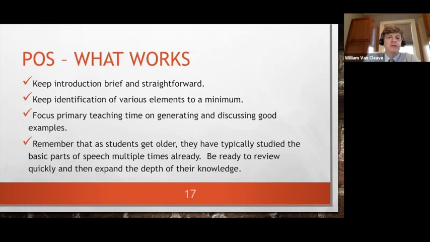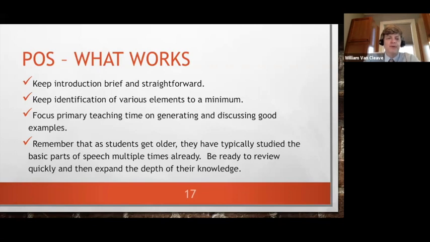Second, we're going to keep identification of various elements to a minimum. So I do some underlining. I do some arrows where we draw arrows from adjectives to nouns. We do a little bit of that. I typically use an I do, we do, you do gradual release model when I do that. But that's not going to take over the lesson. It's not going to take over the experience. The third one, we're going to focus primary teaching time on generating and discussing good examples.